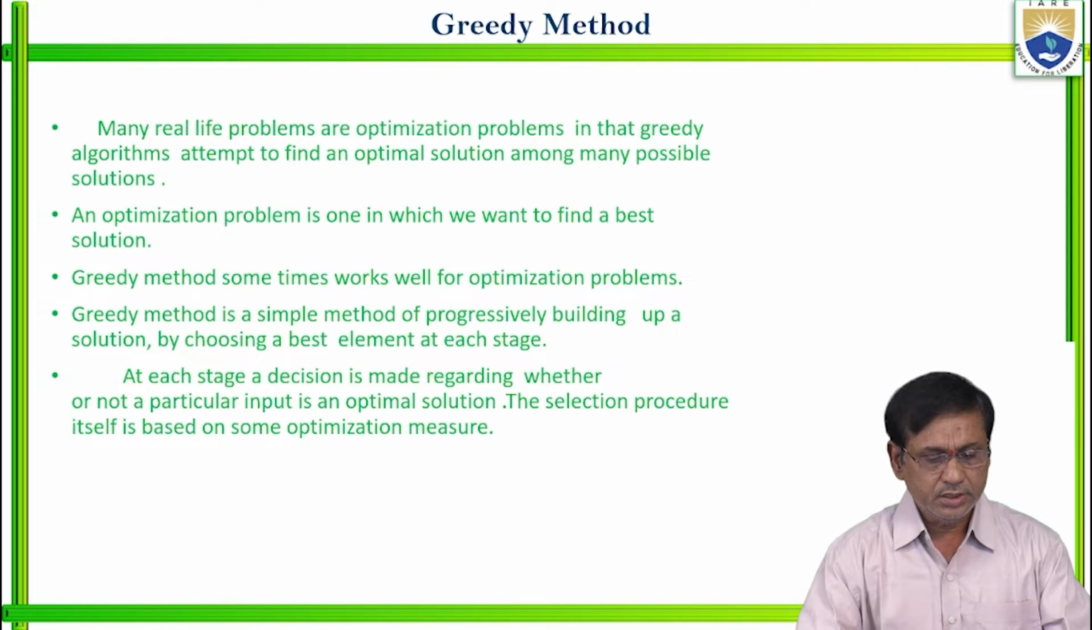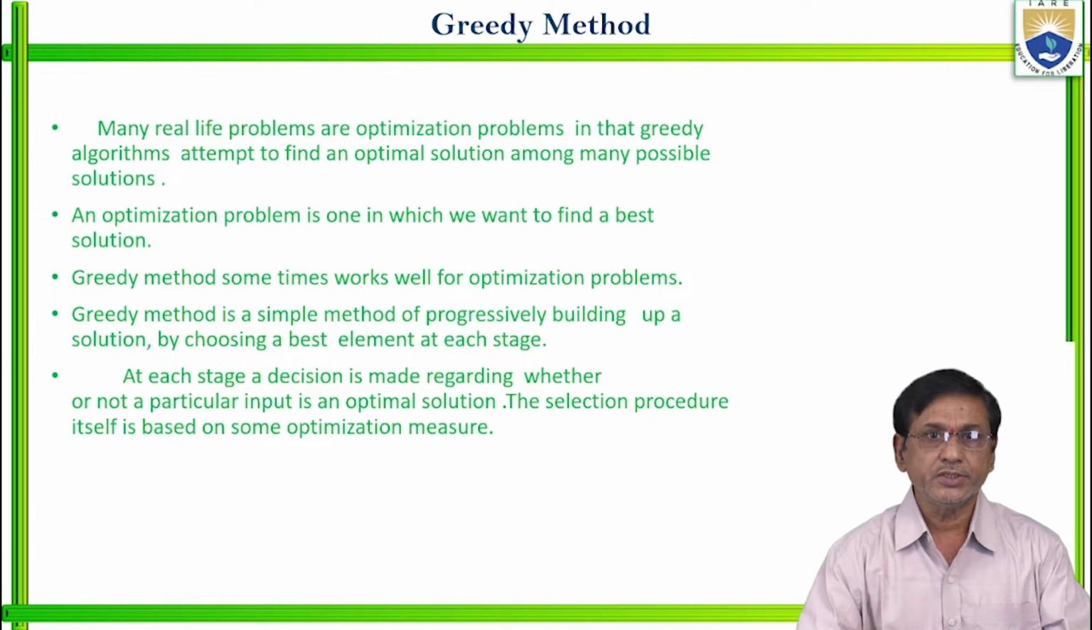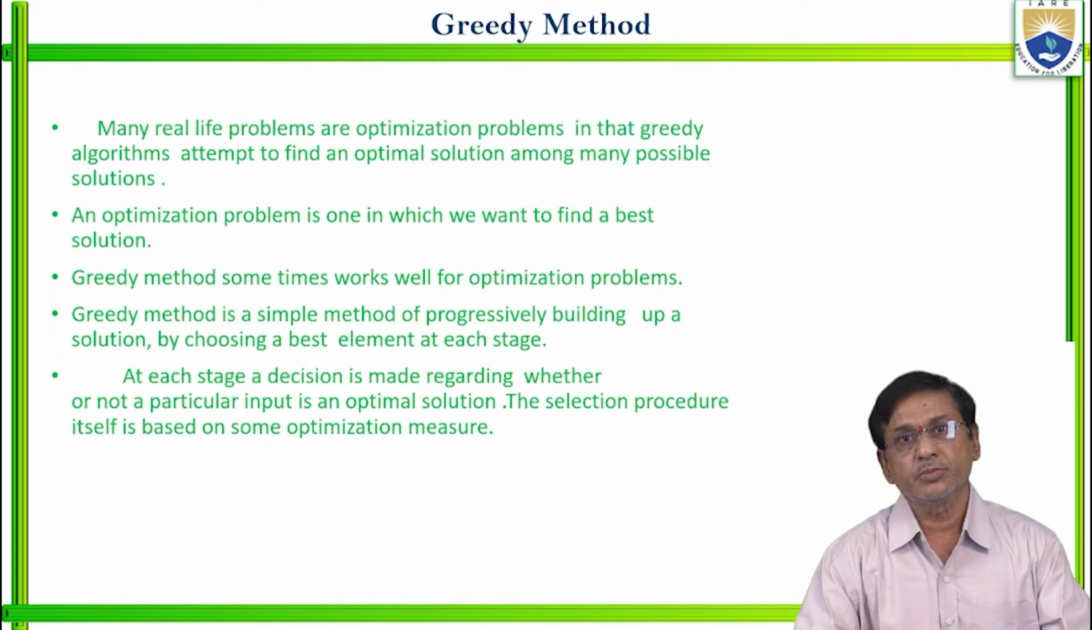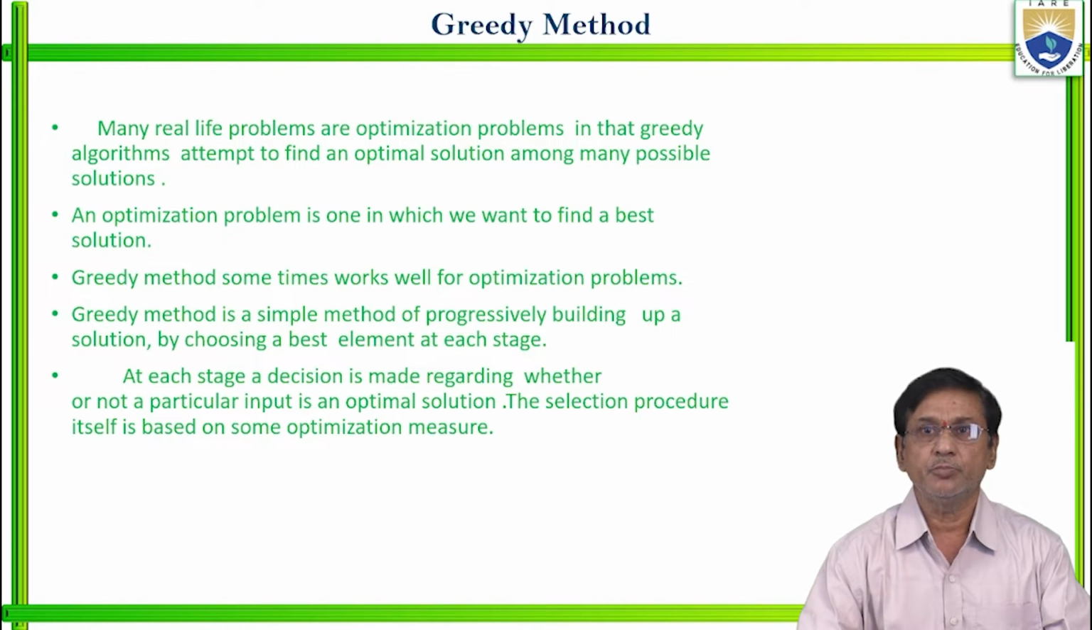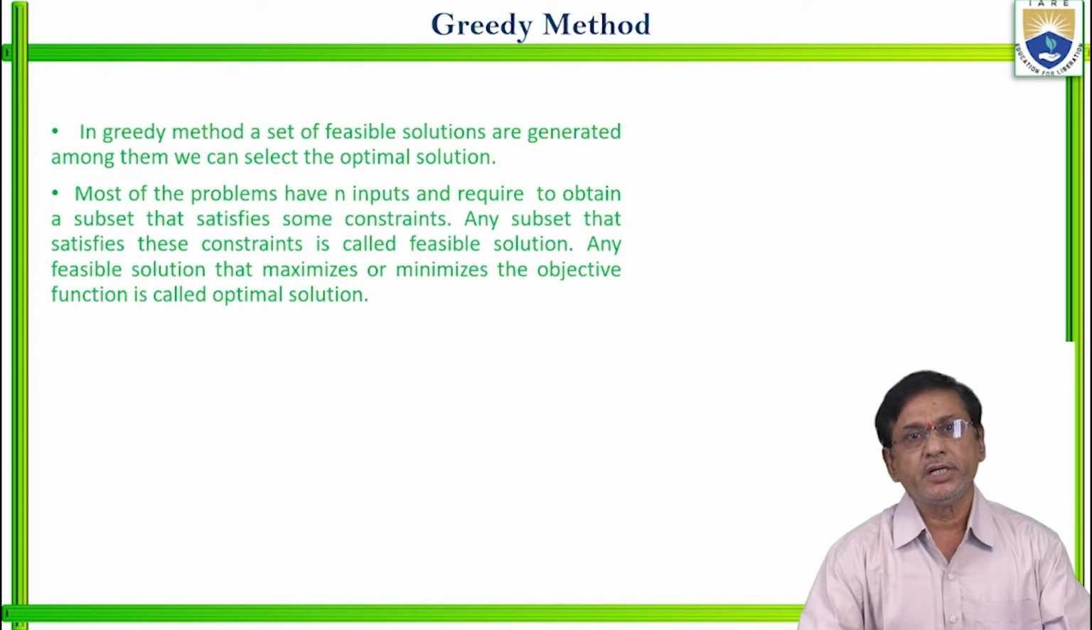Greedy method is a simple method of progressively building up a solution by choosing the best element at each stage. At each stage, a decision is made regarding whether a particular input is part of the optimal solution or not. The selection procedure itself is based on some optimization measure. In greedy method, a set of feasible solutions are generated. Among them, we can select the best solution.